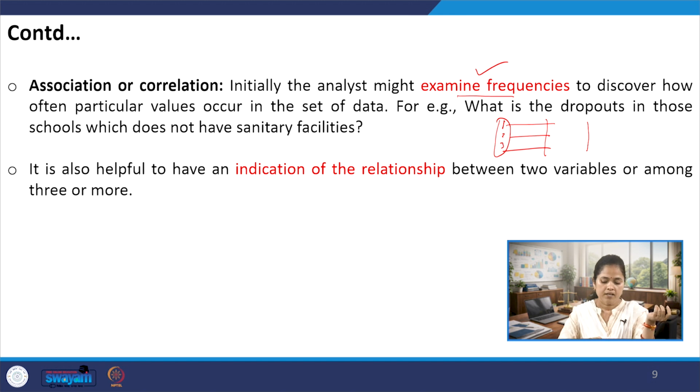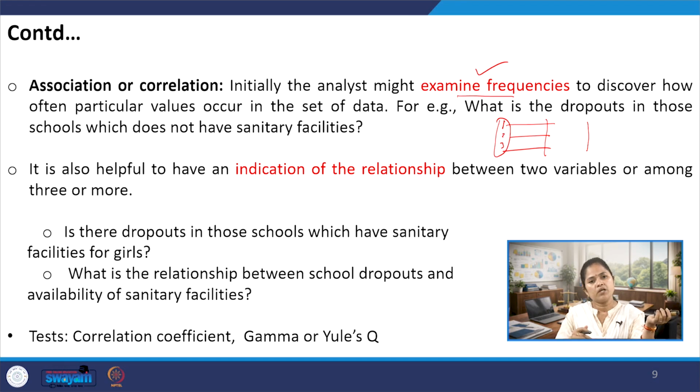So, and again, sometimes apart from examining the frequencies, it is also helpful to have an indication of relationship between two variables or among two or more variables. So the question could be like this: are there dropouts in those schools which have sanitary facilities for girls, or what is the relationship between school dropouts and availability of sanitary facilities? So in order to answer this, you need to have the correlation coefficient analysis, or a gamma, or a Yule's Q. So from these values you can find a relationship. Okay, so that is the reason correlation or associations are necessary.